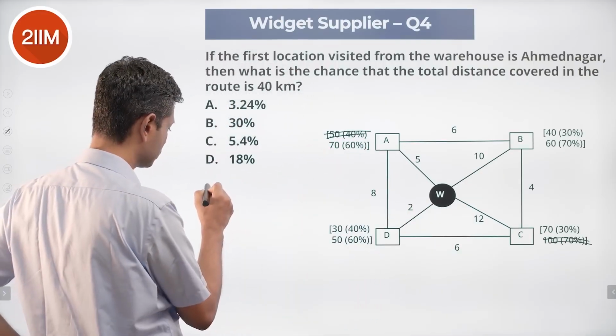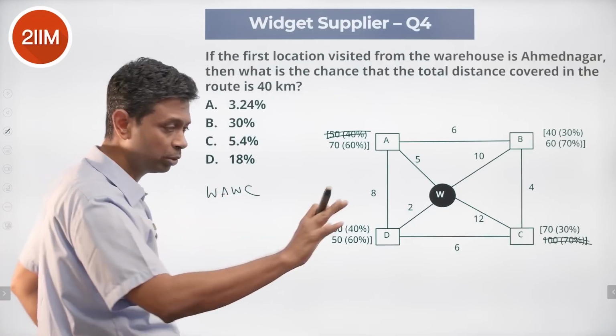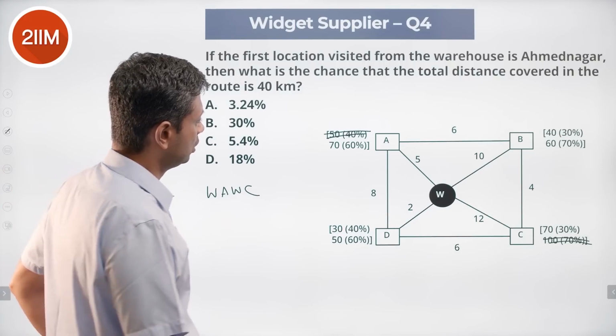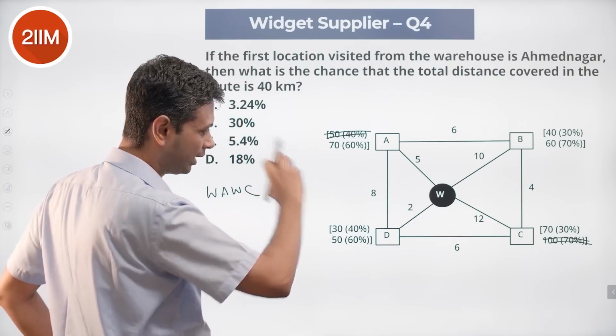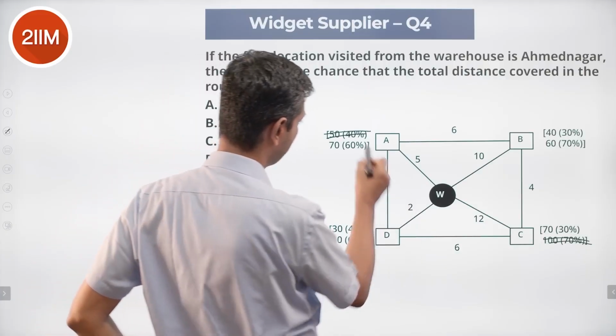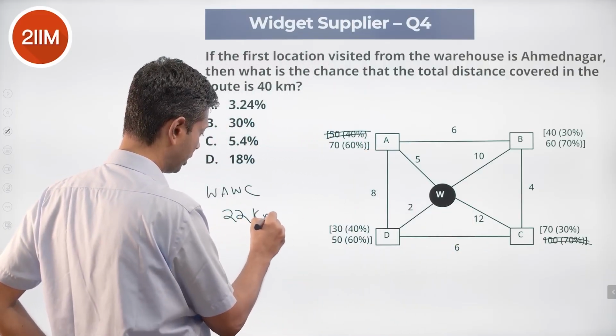From W, I start and do W, A, W, C. This I am doing, covering A and C. This is done. So my first location is A, so I go to A, then I cover C. That much is clear. So 5 plus 5, 10 plus 12, 22. I'm 22 kilometers done and I'm right here.